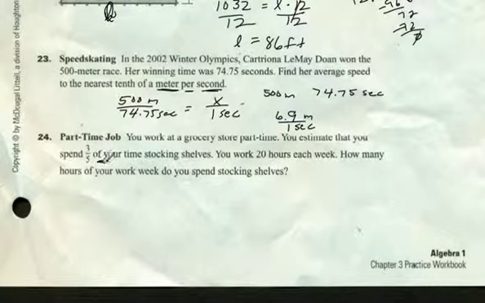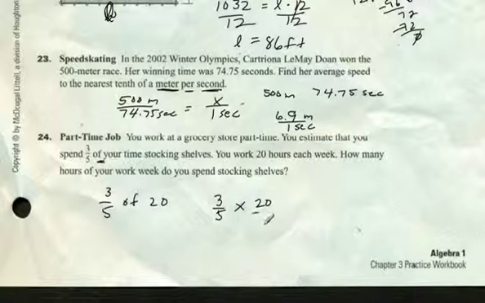We know "of" means times. So I'm taking 3/5 of my 20 hours to stock shelves. So we know that's actually going to be 3/5 times 20 hours. So we have just a simple multiplication problem.